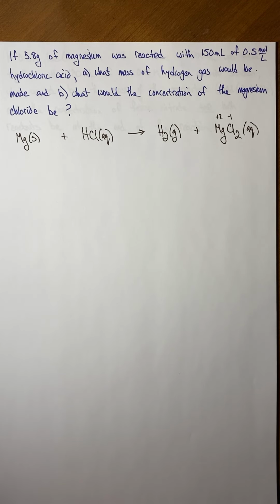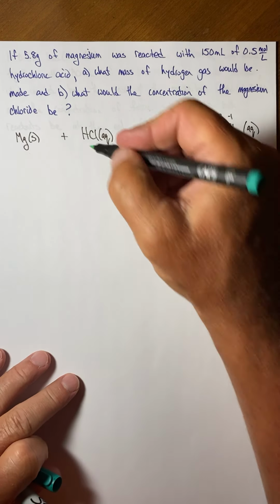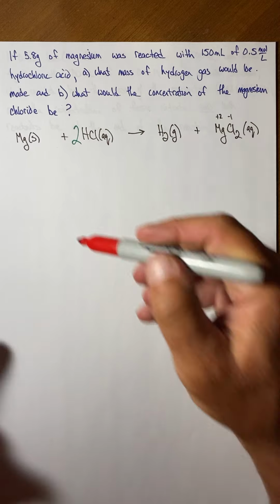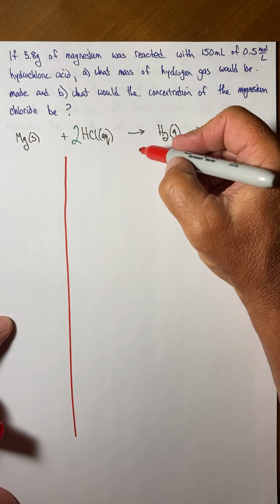Second thing we have to do is now we have to balance it. So this is a pretty easy one to balance. I'm just going to put a 2 in front of the hydrochloric acid. All right, so that's step 1 and step 2. Now we're going to set up our columns.